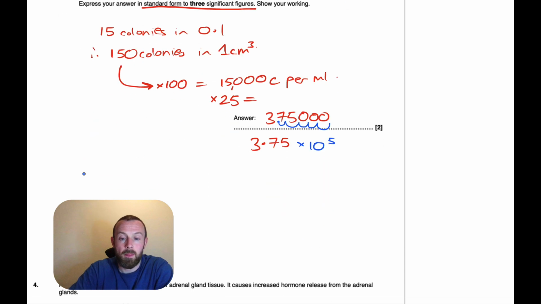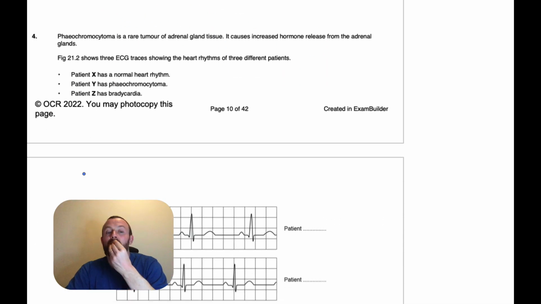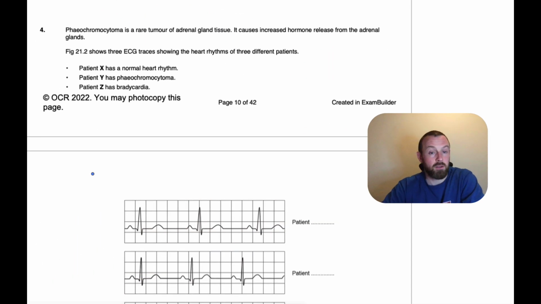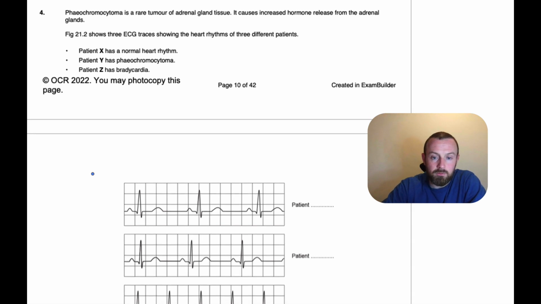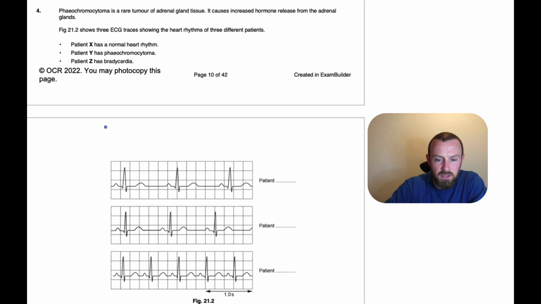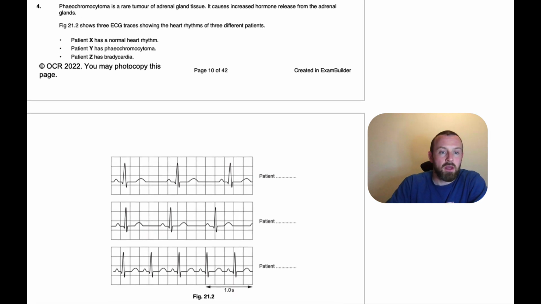All right, moving on. Okay, now we're into 4. This is a question on control of the heart rate in ECGs. Apologies, this question's gone over 2 pages. It's a bit weird, but at the top here it says phaeochromocytoma. That's tricky to say.